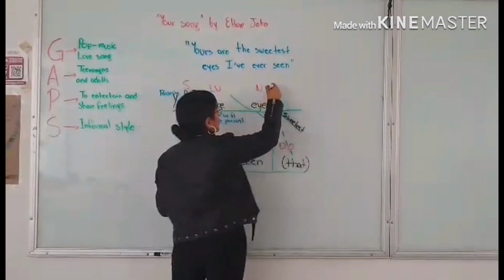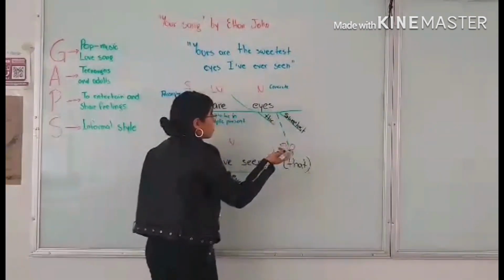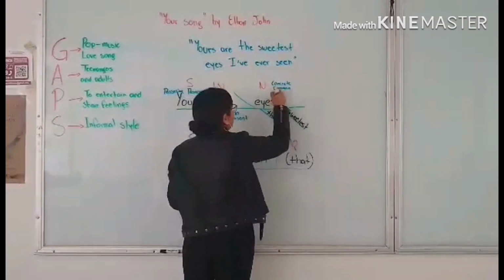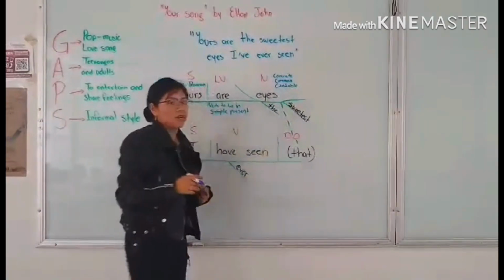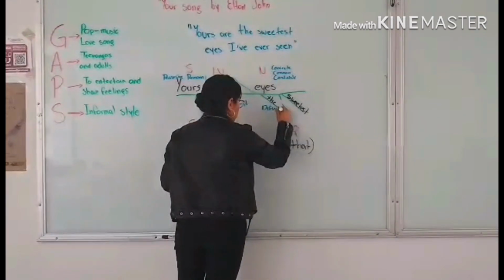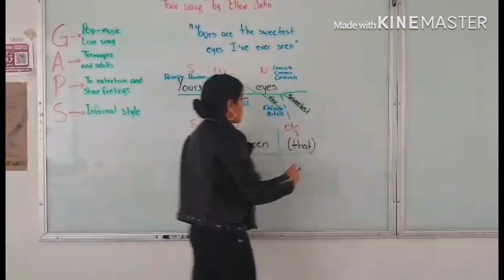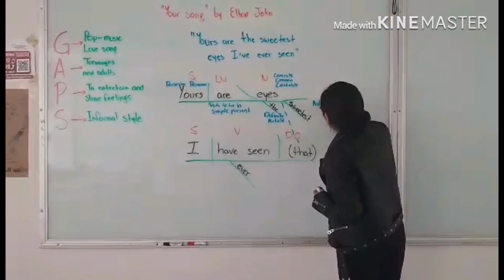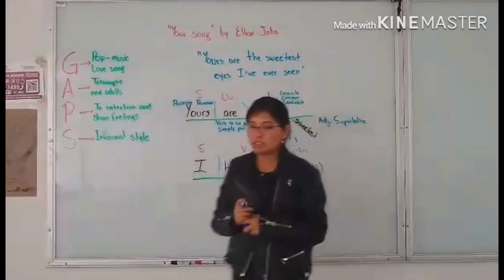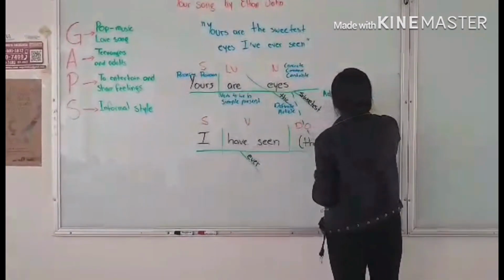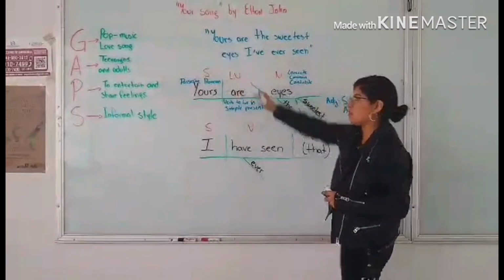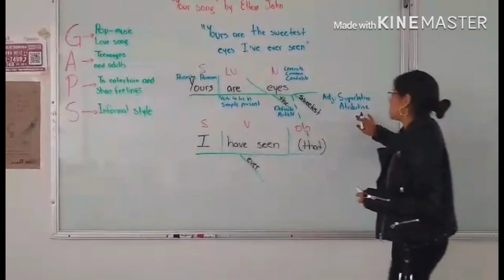Eyes here is a noun, and we're going to write that it's a concrete noun because we can touch it. It's a common noun because, well, it's common. And a countable noun because you can count 1 eye, 2 eyes, 3 eyes, etc. The is a definite article. And sweetest is an adjective, but it's a superlative adjective. And also an attributive adjective. Why is it attributive? Because sweetest is coming first and then comes the noun. So every time that an adjective is first and then the noun, it is an attributive adjective.